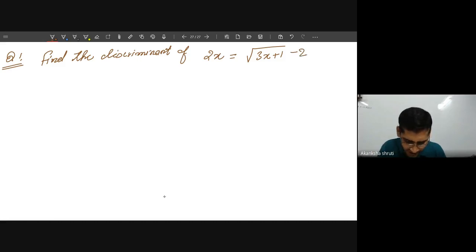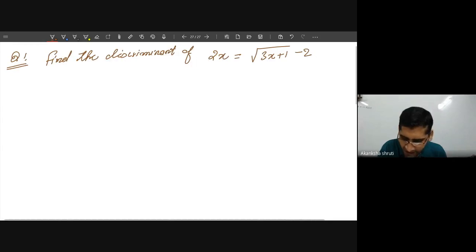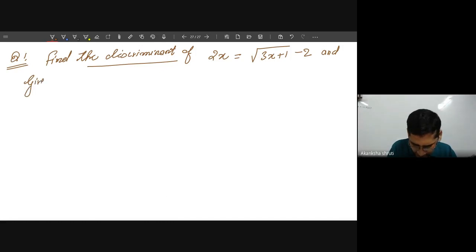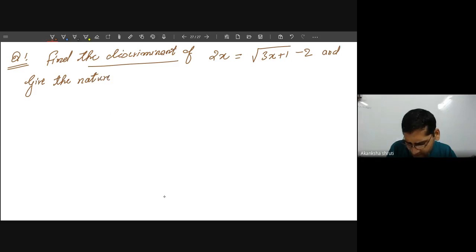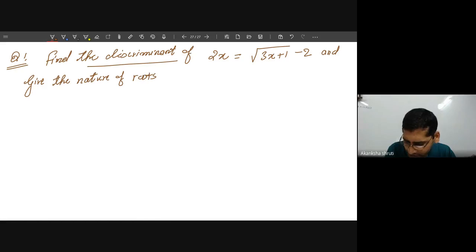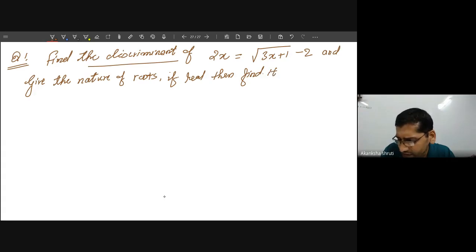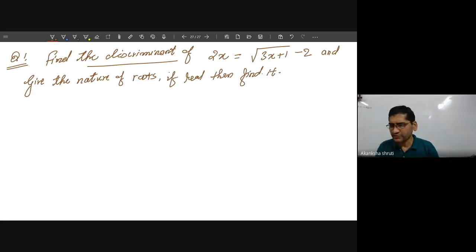So the question was like this. You have to calculate the discriminant and give the nature of roots. You have to first give the nature of root. If real, then find it. So three things are here. This was the question of last year.